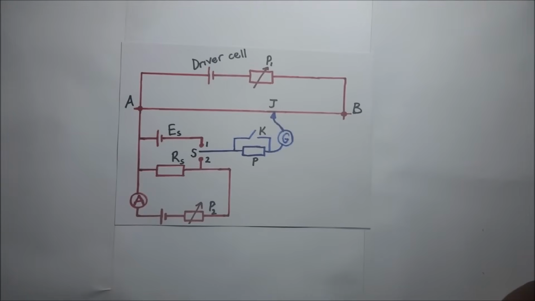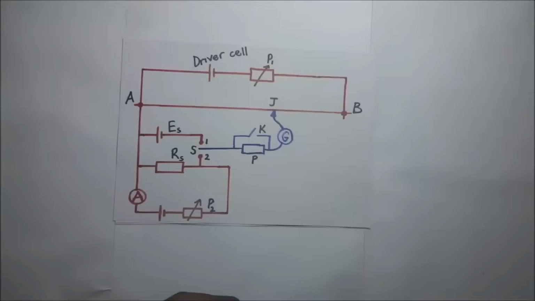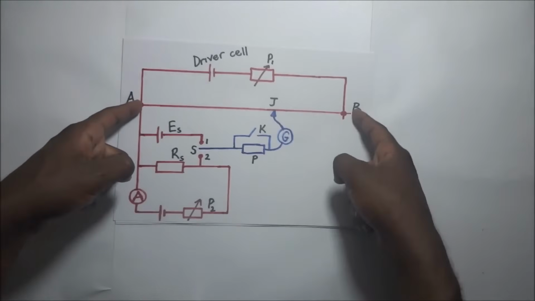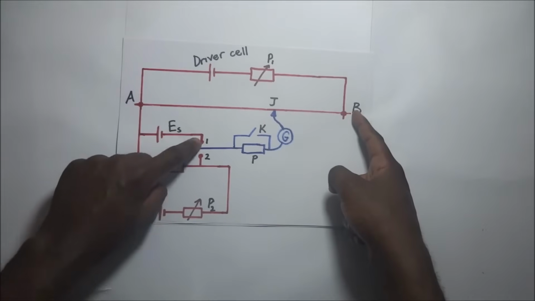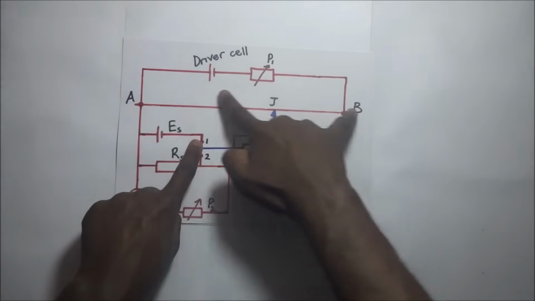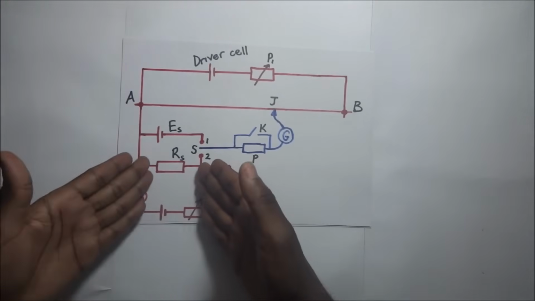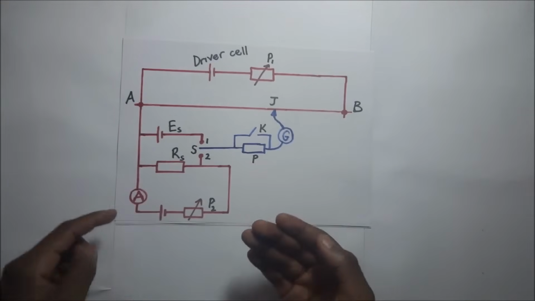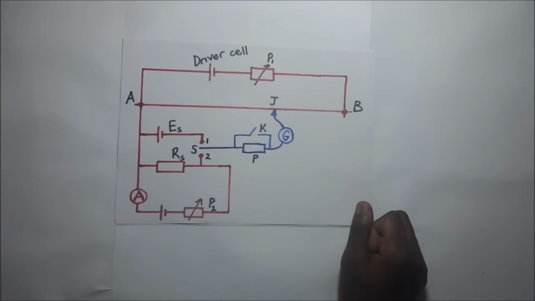How to calibrate an ammeter using a potentiometer. Our two major steps are, first of all, to find the PD per unit length of this wire, that is calibrating it. We are going to connect S to position 1 and we balance it against the wire AB. Then afterwards we connect S to position 2 and we balance this lower portion of the circuit against the wire AB, and then we are able to get the calibration curve of the ammeter. So we begin our experiment this way.